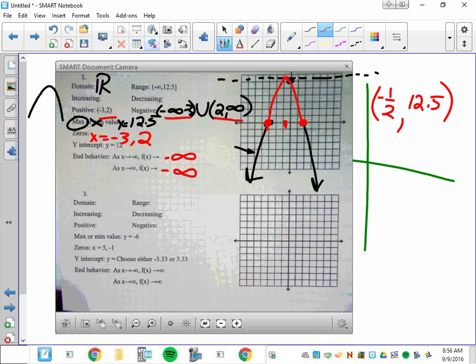With that information, I can write down increasing. Which x values represent the graph going up? So that would be the left side. Which x values make the graph increase? What's the smallest x value on that left side? Negative infinity. And the biggest x on that left side?